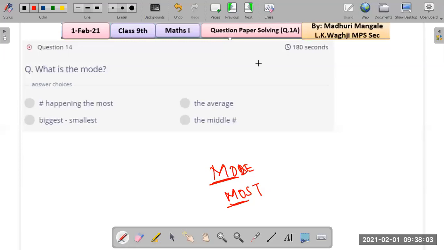What is the meaning of mode? Mode means most. That is the hint for you, and anybody can get this answer right. Which is the correct choice? Quickly, students, quickly.